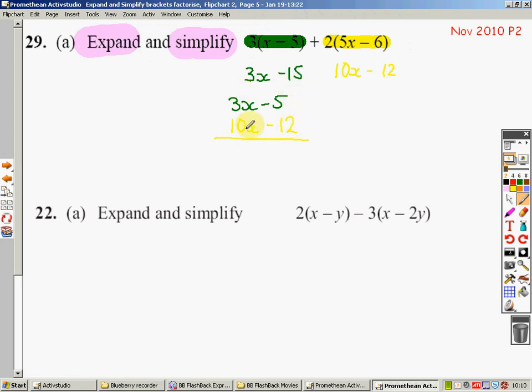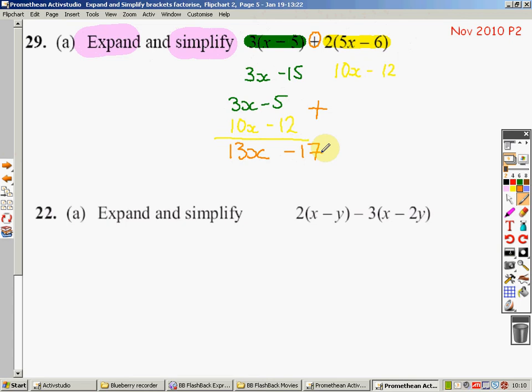Now, look carefully at the sign, and I can see it was a plus. I'm going to write a nice big plus. And now I do my addition. 3x plus 10x is 13x. Negative 15, add another negative 12, will be negative 27. And that's my answer.